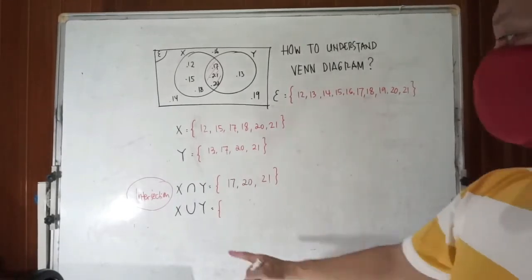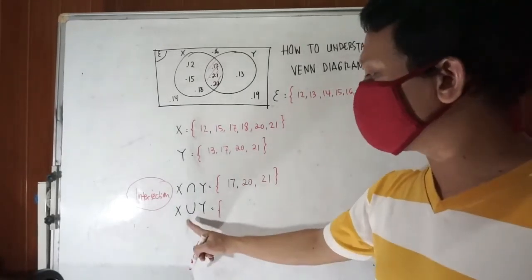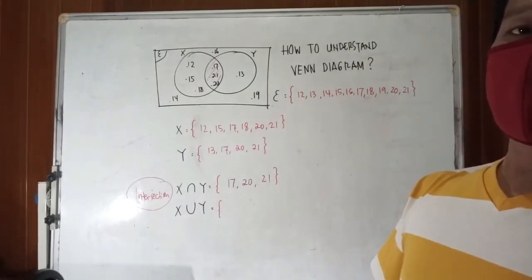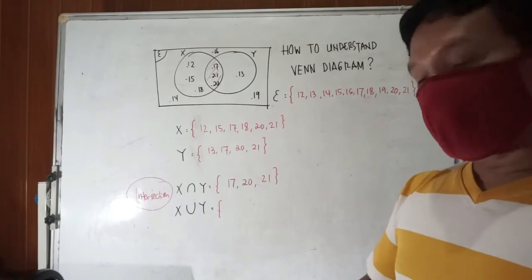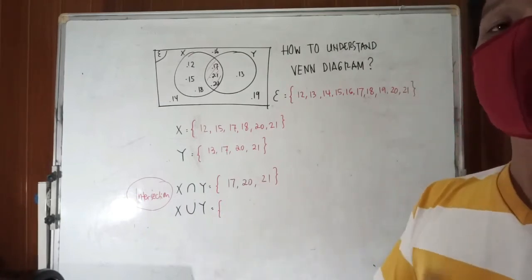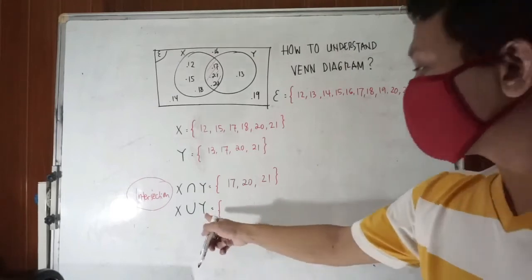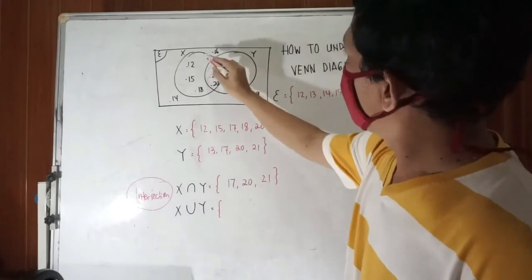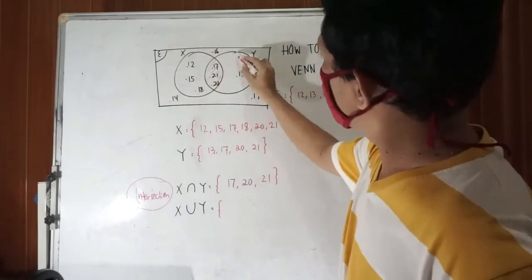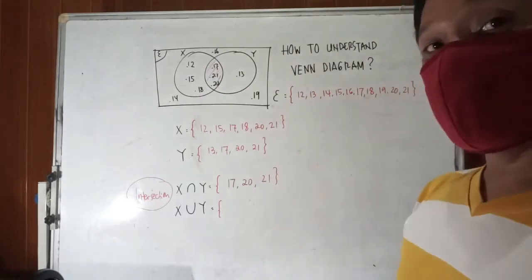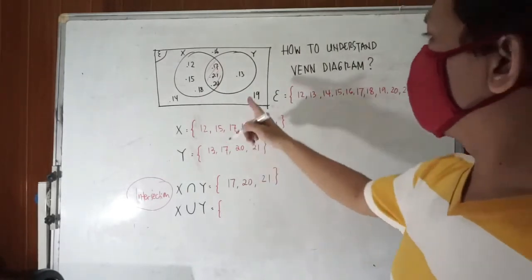So what about X union Y? X union Y means all elements of X plus all elements of Y. Okay, you have to combine X and Y. X is here, and this one is Y. You have to combine all, okay? Please list from the smallest one, okay?